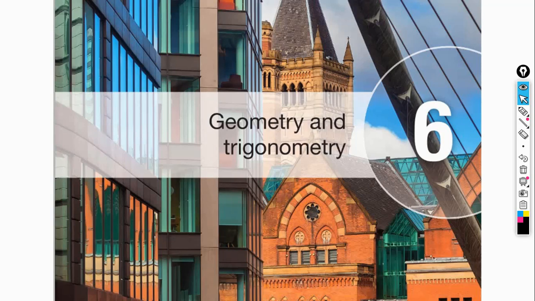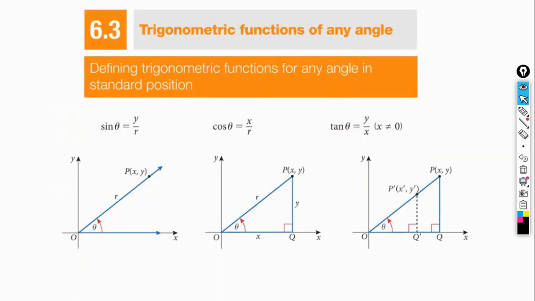Hi everyone. We continue in this video with Chapter 6, Geometry and Trigonometry, now with Section 6.3, Trigonometric Functions of Any Angle. In this section, we will extend the trigonometric ratios to all angles, allowing us to solve problems involving any size angle. So consider the point P on the terminal side of an angle theta in a standard position, as you can see here in this figure, such that r is the distance from the origin to P.